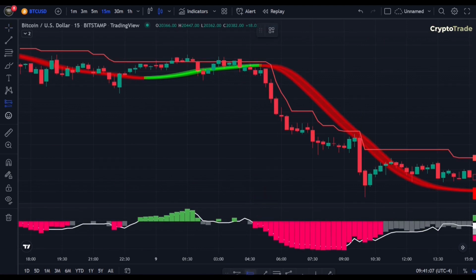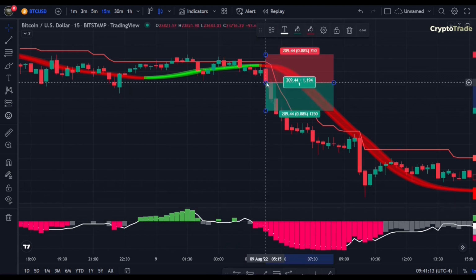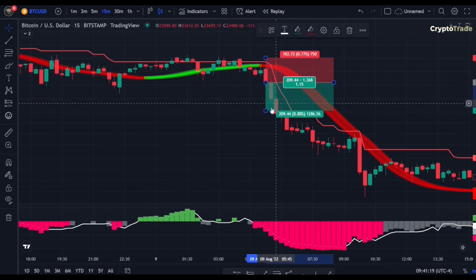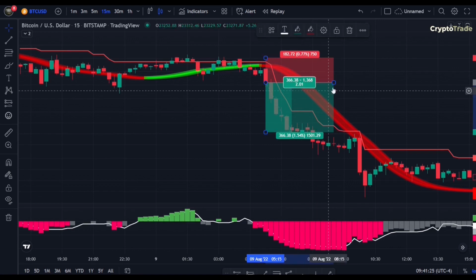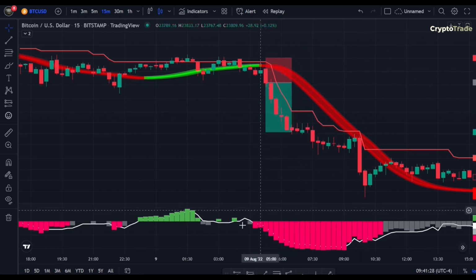Wait for the close of a red candle. As these conditions are met, then place a sell order at the close of the red candle. Place the stop loss above the FLI red line. The risk to reward ratio will be set to 1 to 2. The market reached the target and the trade was automatically closed with profit.